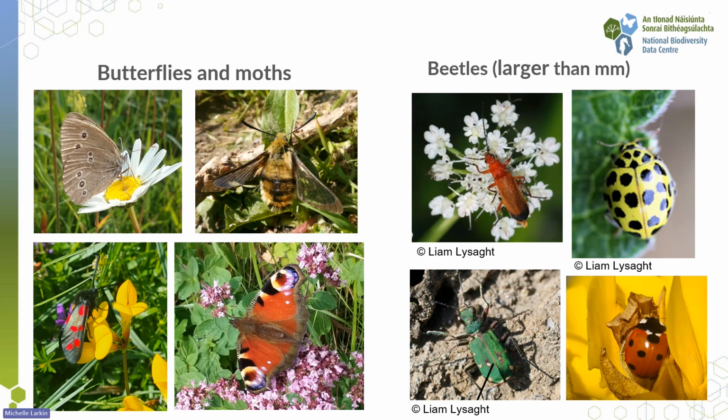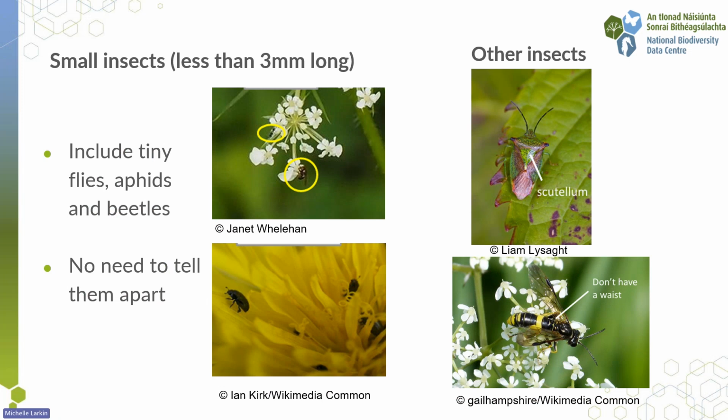Of course, butterflies and moths are going to be grouped together, so that's fairly handy. And with beetles that are larger than 3 millimeters, they will all be grouped under the beetle group. So, you know, ladybirds, soldier beetles, that sort of thing. Any small insects that are less than 3 millimeters long, you don't need to identify them. You just pop them under small insects. This will include any tiny flies, aphids, and beetles that are absolutely tiny. You can put them into the small insect group.